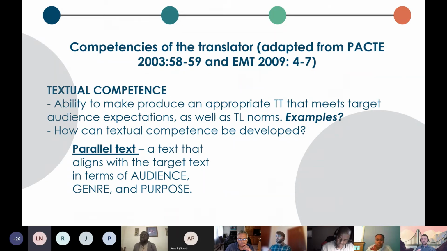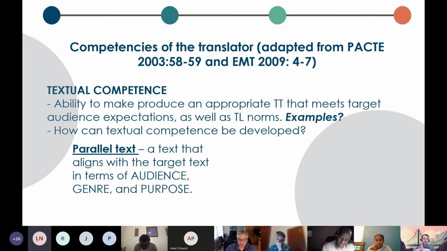That is how, if you get a text that you've never had before and you're unfamiliar with the terminology, you will consult parallel texts. You will see what terminology is used, how the whole thing is laid out, and try to bring everything together to make a target text that has the same audience, genre, and purpose.